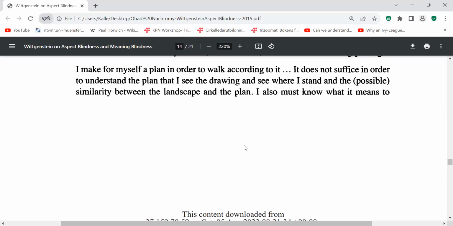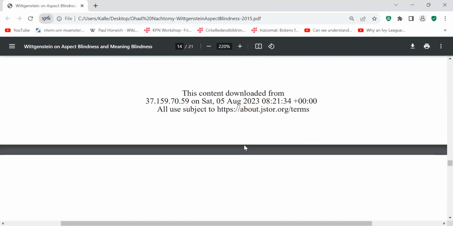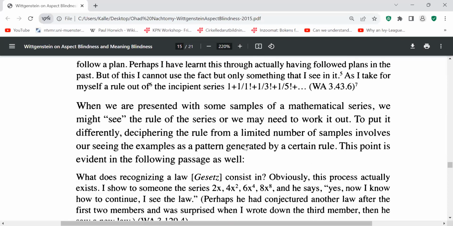I also must know what it means to follow a plan. Perhaps I have learned this through actually having followed plans in the past. But of this I cannot use the fact, but only something that I see in it. As I take for myself a rule out of the incipient series, 1+1, and so on.